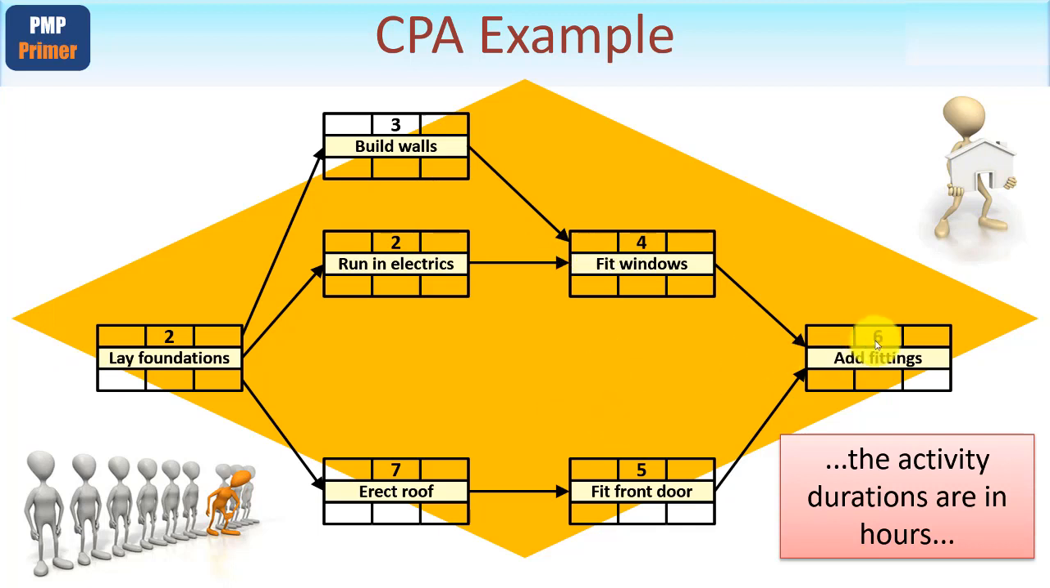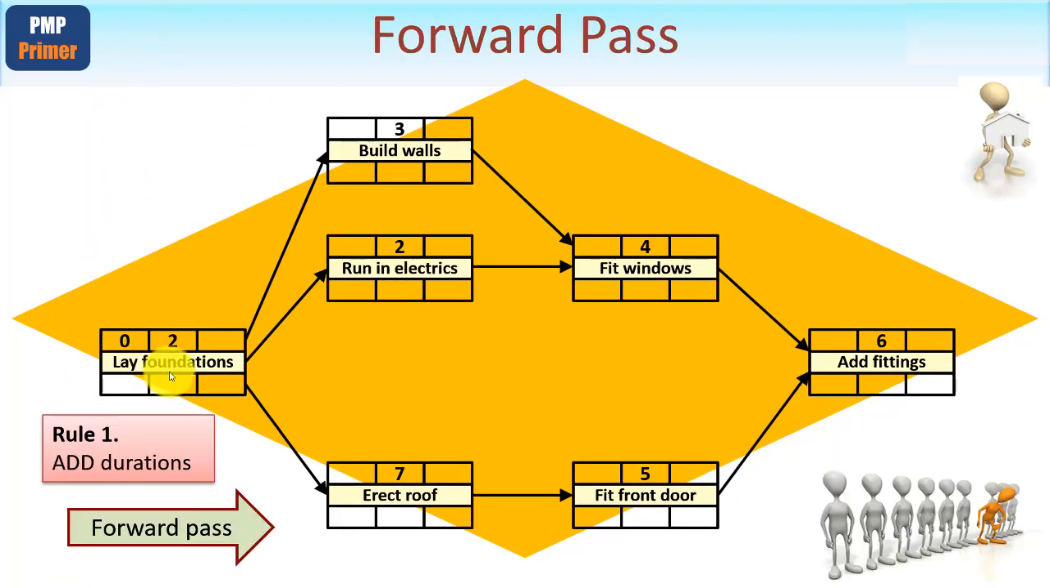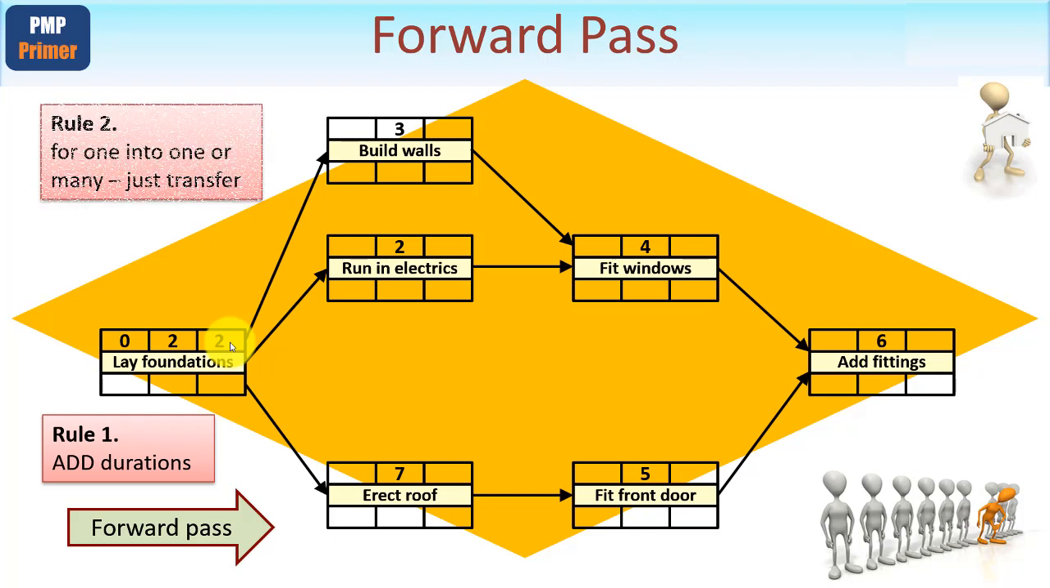So let's carry out that calculation system I've just taught you. What's the first thing you do? You stick a 0 top left. And because we're doing the forward pass, rule number 1, of course, is to add the durations. 0 plus 2 gives you 2, of course. Now, what's our second rule here? Well, it was when you've got one task feeding into many, just transfer the number that's top right.